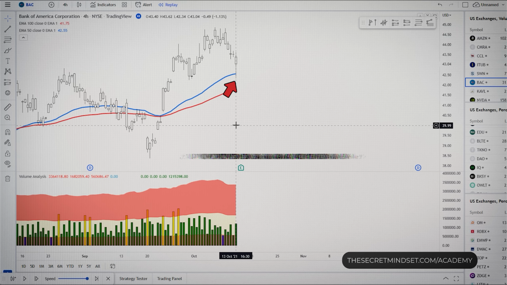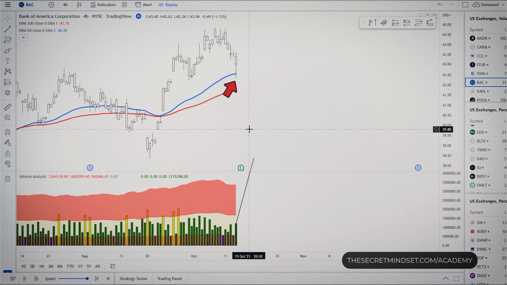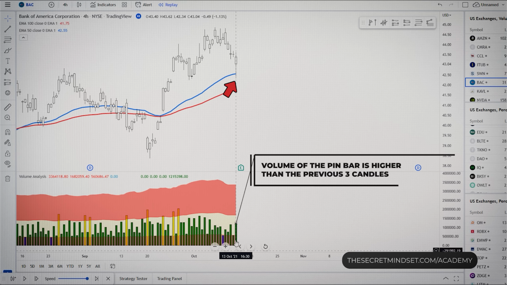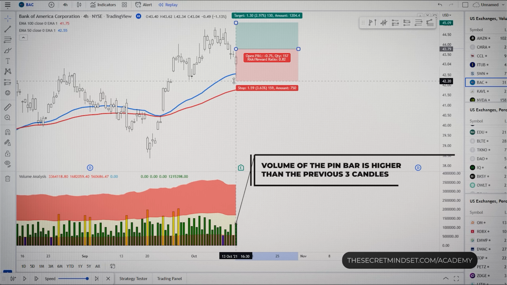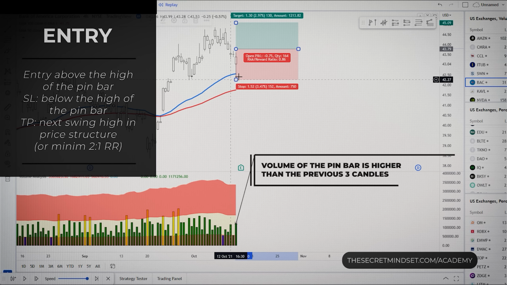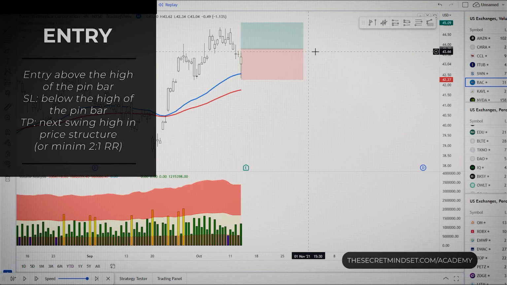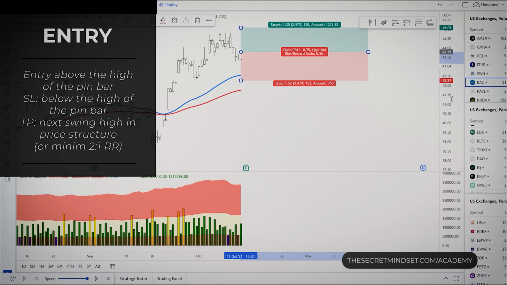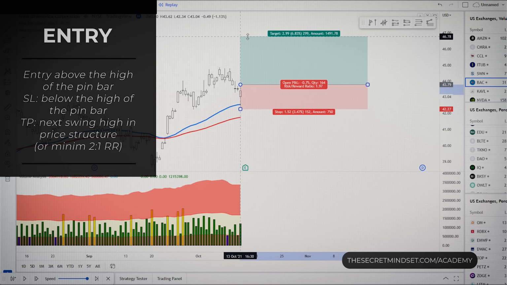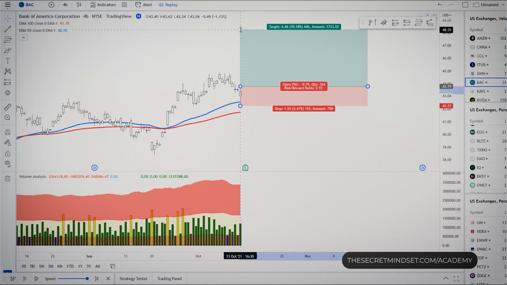This is the pin bar, rejecting the 50 EMA. Volume is higher than the previous candles, so this is a valid setup. Once we've identified the pin bar at the value area, we wait for the high of the candle to be broken. Stop loss below the low of the pin bar and below the 50 EMA. We are very close to the most recent high, so we aim for a risk-to-reward ratio of 2 or even 3.